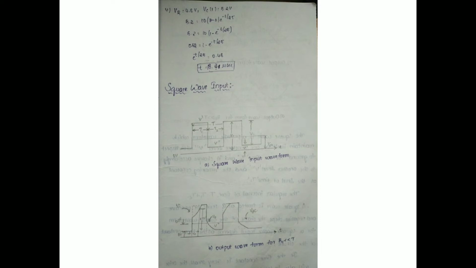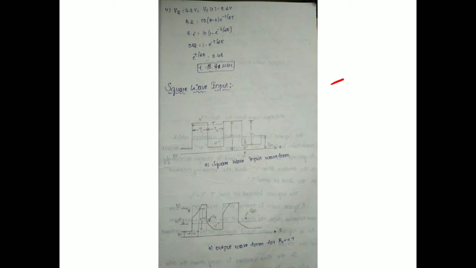let us come to the square wave input of the low pass filter. We have already learned that when a sinusoidal signal is applied to the low pass filter, we observe the frequency response of the low pass filter. When a step signal is applied, we also observed the response. Now we are applying the square wave input to the low pass filter.